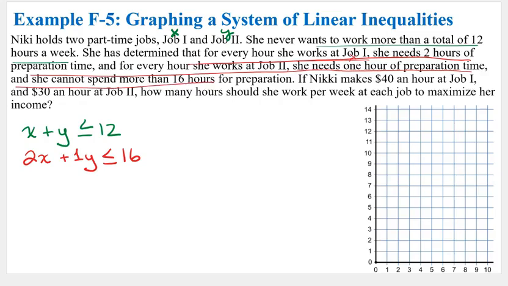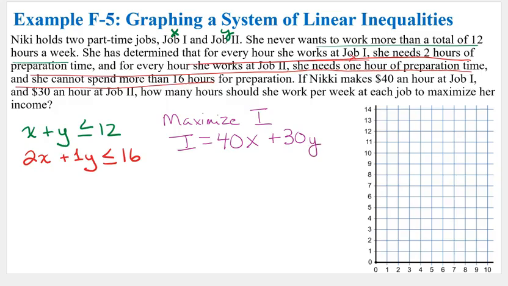Okay, now it starts talking about money. All right, this is good. If Nikki makes $40 an hour at job 1 and $30 an hour at job 2, how many hours can she work per week at each job to maximize her income? Okay, so this is the whole gist of the matter right here. We want to maximize her income. What is her income? Her income is $40 times however many hours she works at job 1, plus $30 times however many she wants to work. So that's what we're trying to get to.